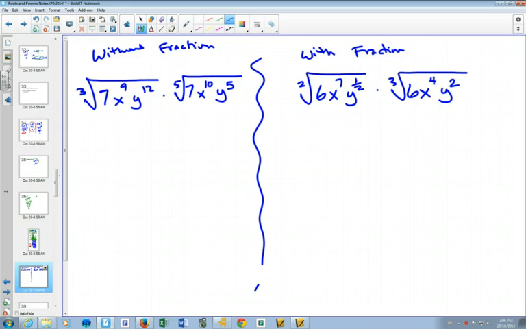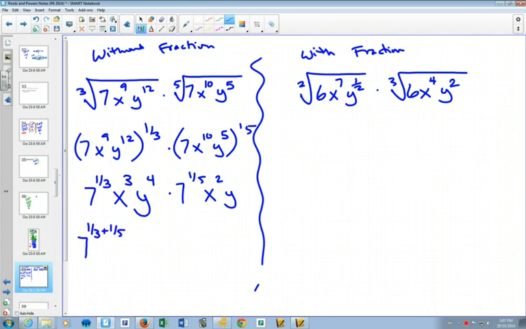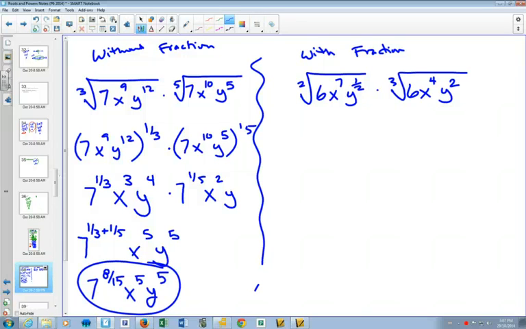Okay, here are the answers. The first one, you would get this whole thing to the 1/3 and this whole thing to the 1/5. We'd have 7x to the 9, y to the 12, and 7x to the 10, y to the 5. When that 1/3 goes through, you get 7 to the 1/3, x to the 3, y to the 4, times 7 to the 1/5, x to the 2, y to the 1. Now, when you're adding things with the same bases, all of the variables have no fractions. The only thing that has fractions is the number in front. So we'd have 1/3 plus 1/5. The x's, you'd have x to the 5, because you have 3 here, 2 there. And y's, you'd have y to the 5. Get a common denominator of 15, and you should have 7 to the 8 over 15, x to the 5, y to the 5, as our answer.